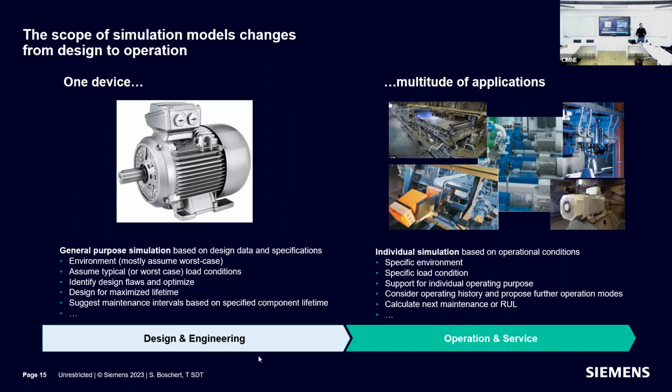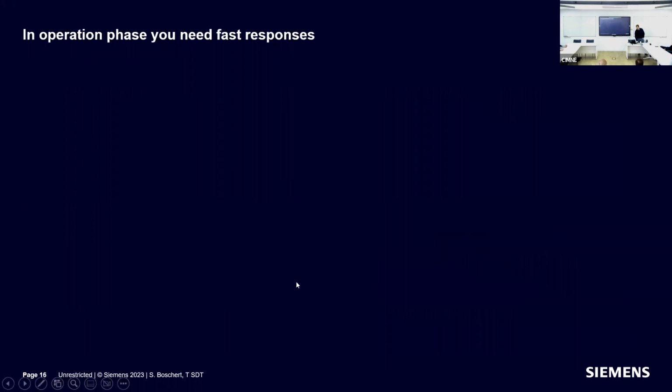You have a specific load condition in there that's probably changing dynamically, and you have also to consider the operating history. So maybe the motor is one day loaded very, very strongly and then not used for half a year. That's different than being a motor that's used continuously at normal loads. So here you see already that you really have to consider your environment strongly, and you also have to adapt your models if you go from the design phase to the operation phase. So it's still work to be done in there.